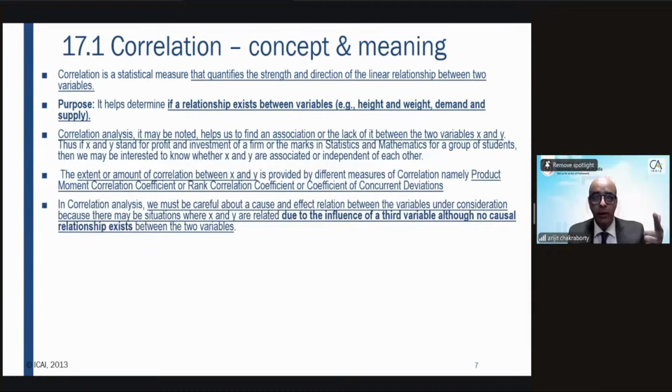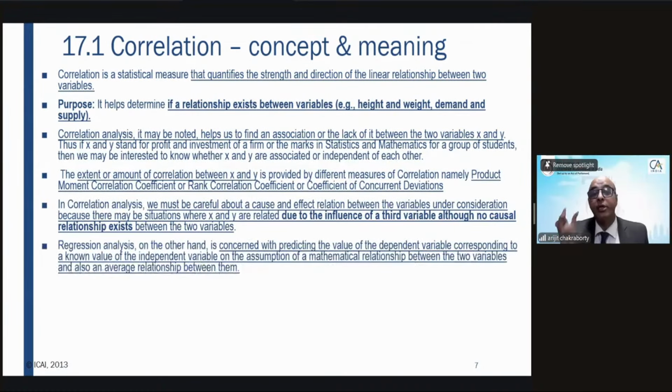If it is +1, that means perfect positive correlation. If it is -1, that means when one moves up, the other goes down in the same manner, in the opposite direction, in the same proportion. So we will call it perfect negative correlation. Plus, there can be zero correlation.